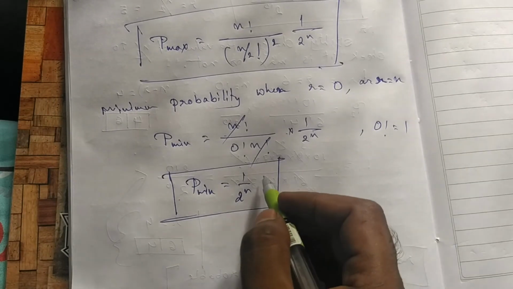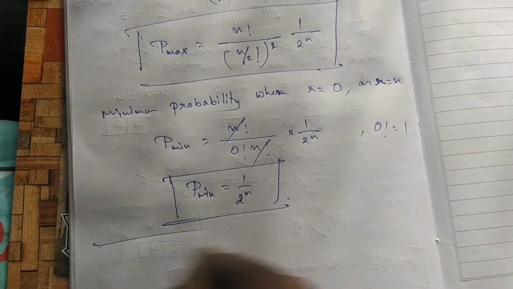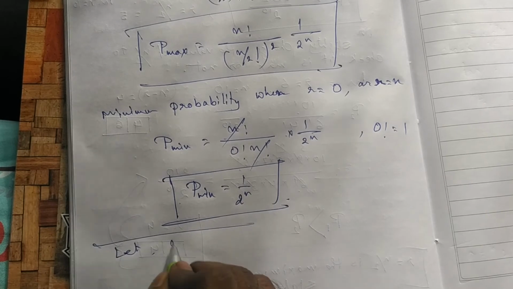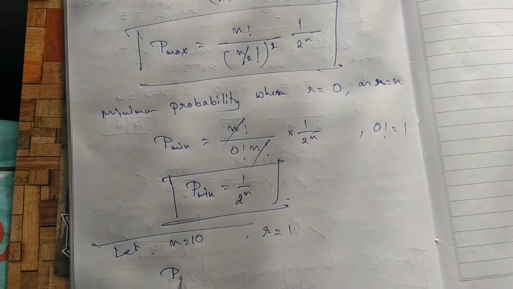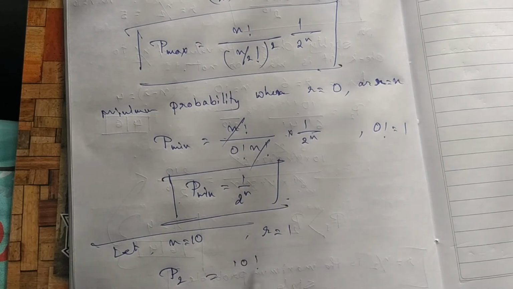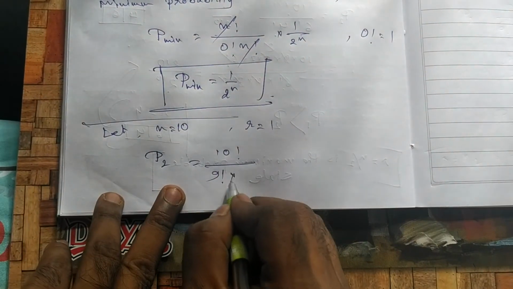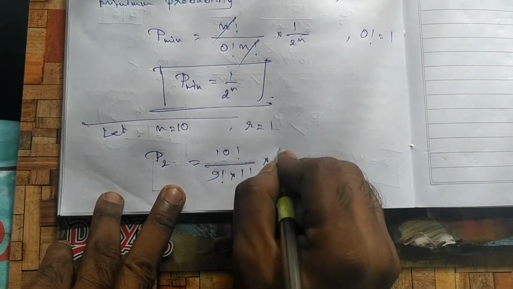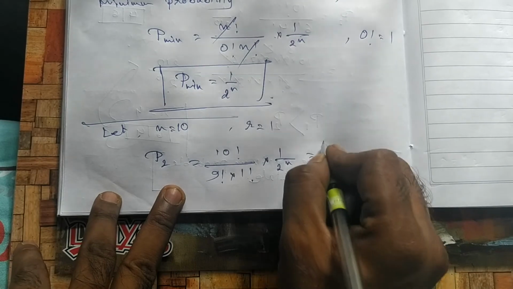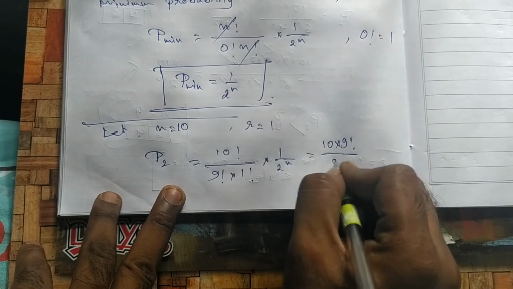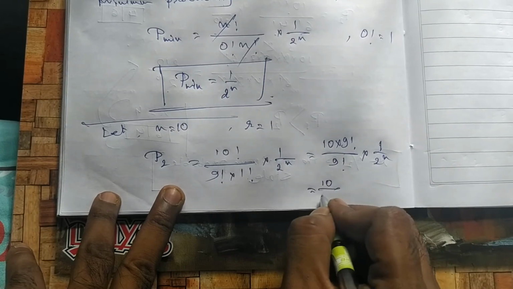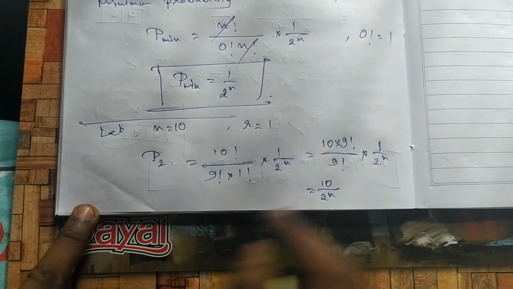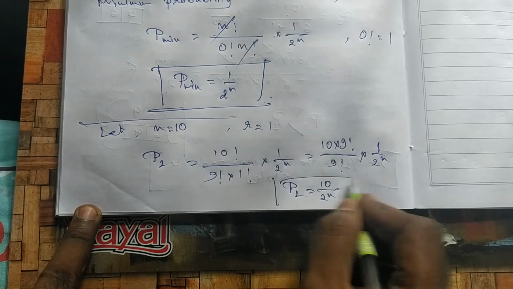How can you distinguish that this one is a minimum? Let us take an example. Let n is equal to 10, r is equal to 1. So P2 is 10 factorial divided by 9 factorial into 1 factorial into 1 by 2 to the power n. So this becomes 10 into 9 factorial by 9 factorial into 2 to the power n. We get 10 by 2 to the power n. So from this, P2 becomes this.